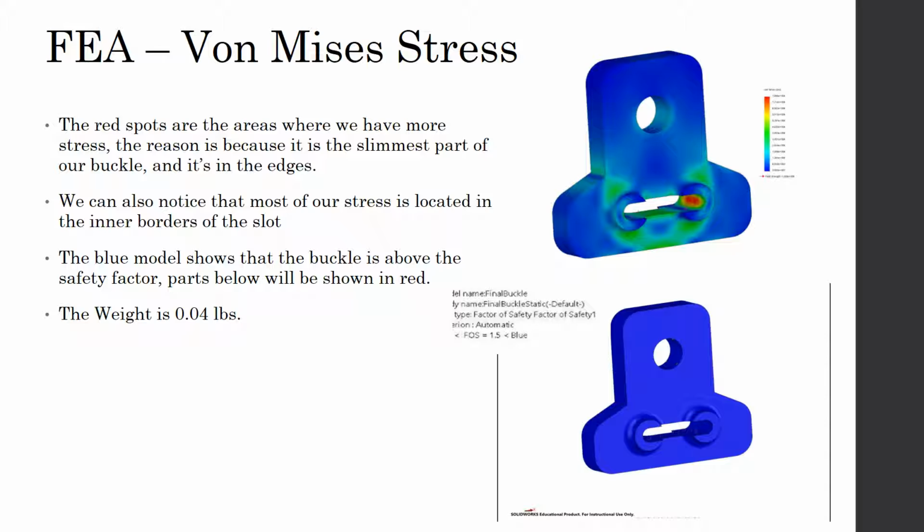This would show anything that's above our specified safety factor, in this case 1.5. Everything that's above that would be depicted in blue, and anything below it would be depicted in red. As you can see, nothing's in red, so we were above our safety factor for all of our buckle. According to SolidWorks, our weight was at 0.04 pounds.